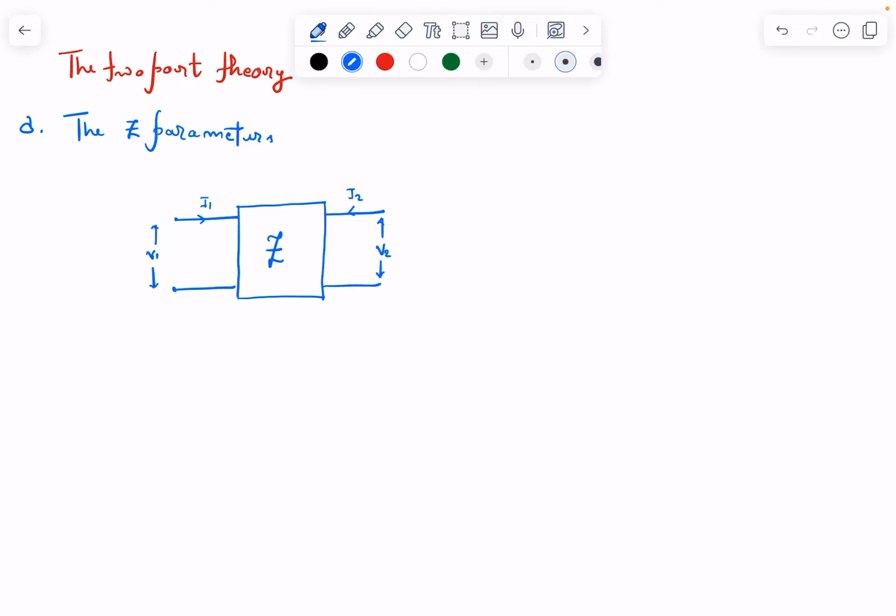Today we'll be learning about the Z parameters from the two-port network theory. The Z parameters of this network are given by V1 is equal to Z11 I1 plus Z12 I2. V2 is equal to Z21 I1 plus Z22 I2.